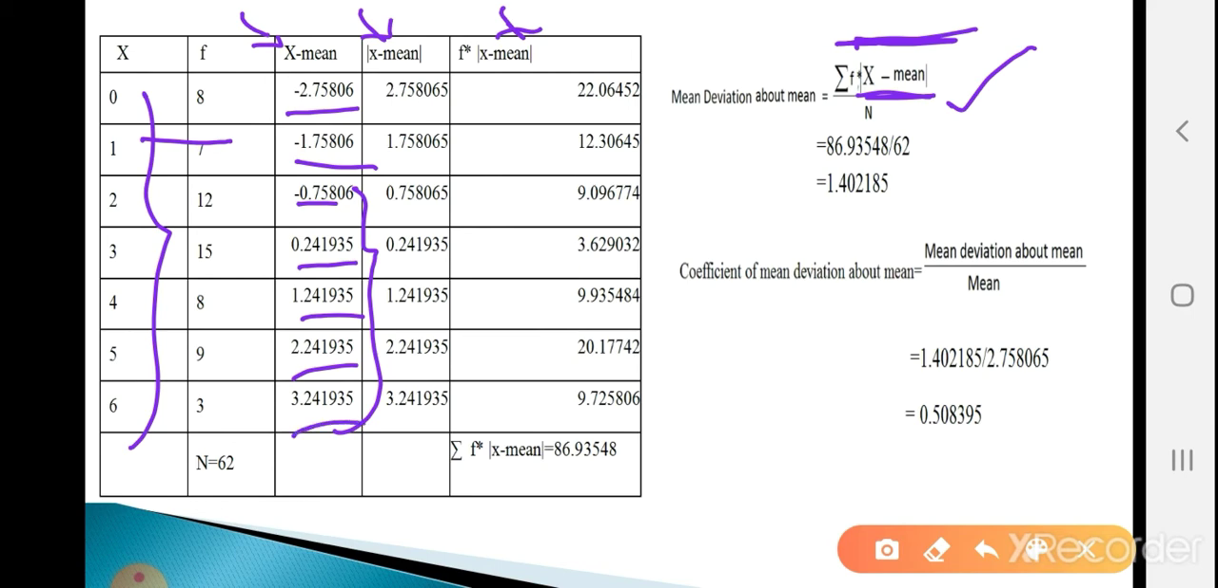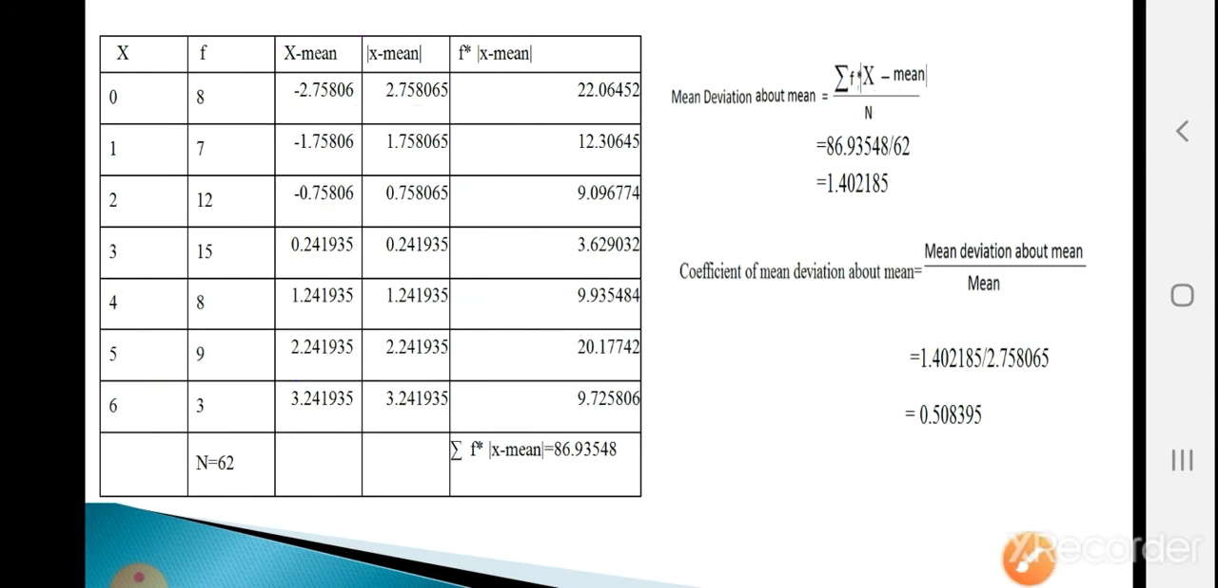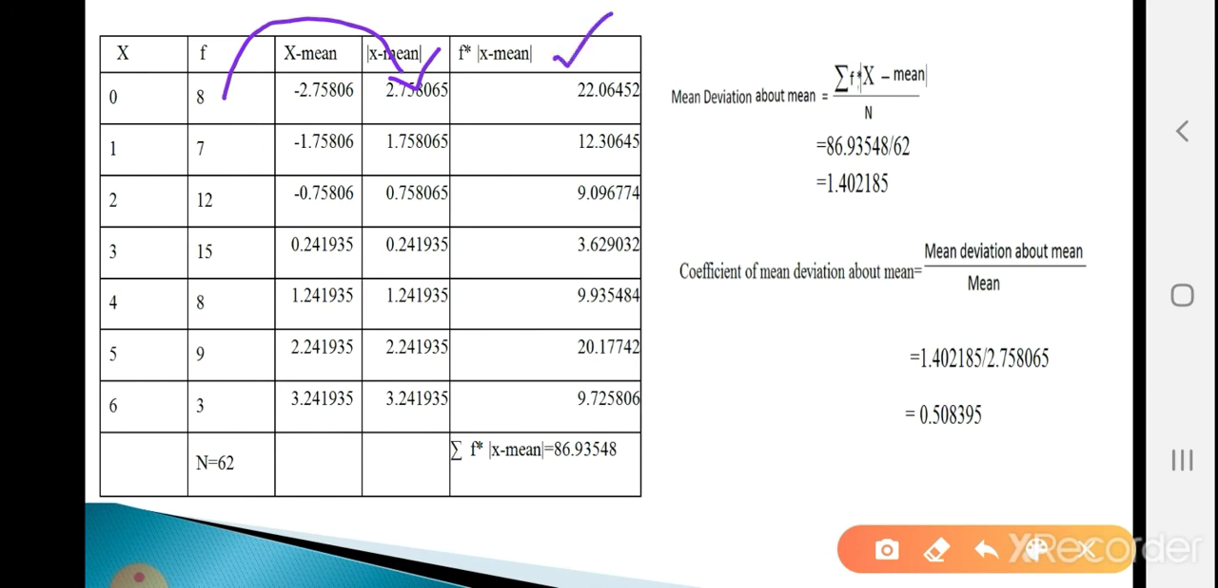Now make the next column mod of x minus mean, that is the absolute values of x minus mean. So minus 2.75806, absolute value is 2.75806. Similarly calculate the remaining ones. Now make the last column f into mod of x minus mean. What do we mean by f into mod of x minus mean? Just multiply the values of f to the corresponding values of mod of x minus mean. So we will get the column f into mod of x minus mean.